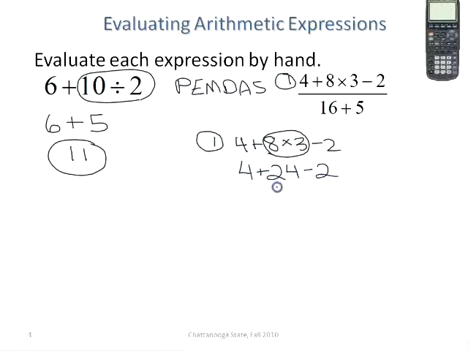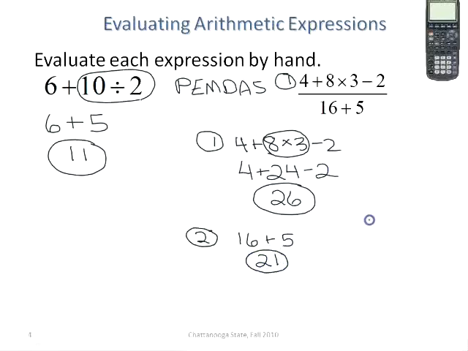Then I add and subtract in the order they are written. 4 plus 24 is 28, minus 2 is 26. So I know 26 goes at the numerator of that fraction. Then I have to do the work in the denominator. 16 plus 5, that's just one operation to do, so that will give me 21. So my fraction here becomes 26 over 21. Now you need to always see if you can simplify your fraction. This particular problem will not reduce. So that problem comes out to 26 over 21.